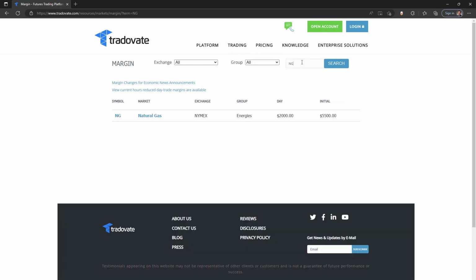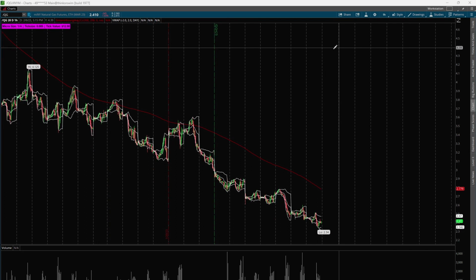If we search for natural gas, in order to day trade natural gas, you need $2,000. So you'll notice Tradeovate's priced a lot lower to get into the market versus Thinkorswim. If we want to trade the micro contract that we just looked at, we only need $500. So Tradeovate's priced quite a bit better in terms of margin, but that's just preference. I like Thinkorswim a lot. I have videos on the channel talking through why.